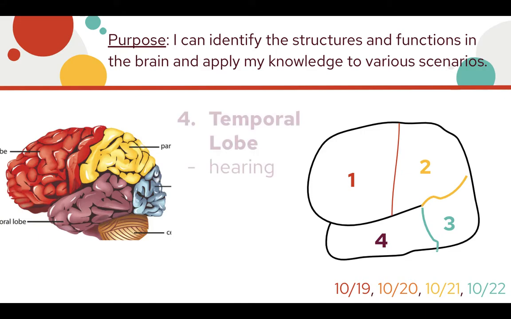So now let's move on to the temporal lobe, which has to do with hearing. The temporal lobe is going to be right near your ear, and this is going to process auditory information. So information is going to go from your ears to the thalamus to the temporal lobe.